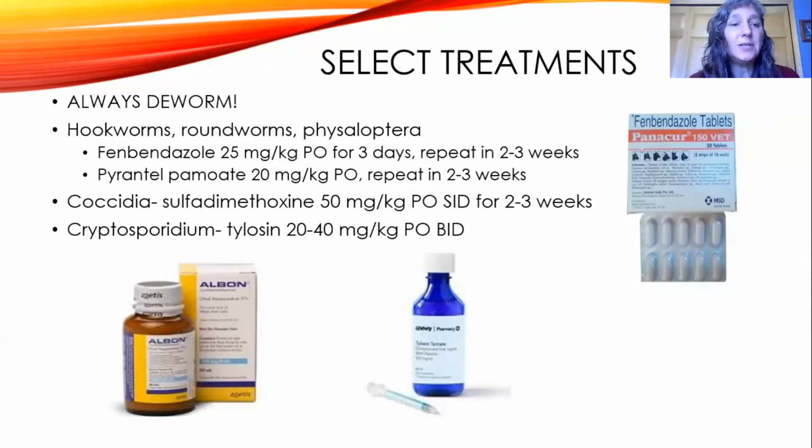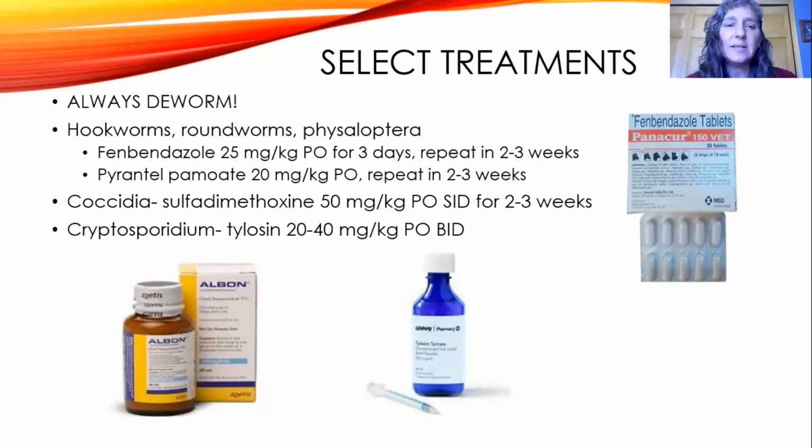The last thing we're going to look at today is select treatment. I've included many gastrointestinal diseases, but it is not an exhaustive list. Again, the first treatment is always to deworm, even if the fecal flotation is negative, as worm egg shedding can vary. For common nematodes such as hookworms and roundworms, along with the stomach worm Physaloptera, you can use fenbendazole and pyrantel pamoate. Both of these treatments should be repeated in 2 to 3 weeks. And I've given you a dose there.